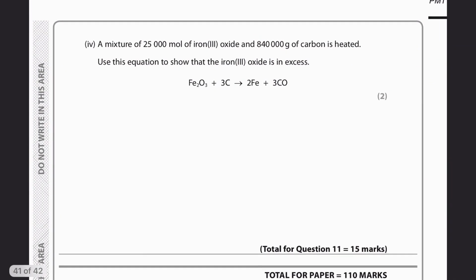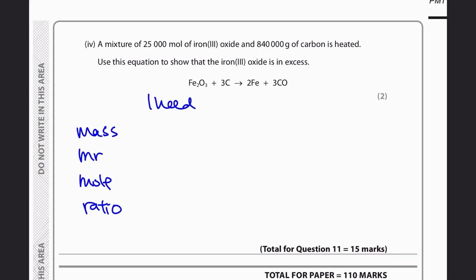Okay, right. Last question. A mixture of 25,000 mole of iron oxide and 840,000 grams of carbon is heated. Use the equation to show that iron oxide is in excess. So, same thing. Mole calculation, what do I write here? I write mass, Mr., mole, and ratio. And then, what are my superstars here? Which two am I focused on? What I need and what I know first, because you cannot get what you need without knowing something first.